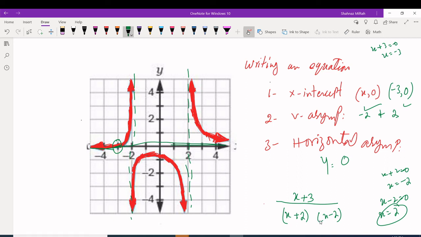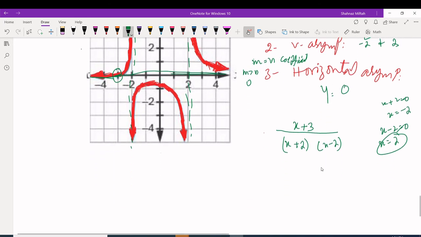Now they said the horizontal asymptote is 0, and we know for the horizontal asymptote, if m is equal to n, like the top degree is equal to the bottom degree, then we have a coefficient. Degree means exponent. I'm just reminding you this one more time. And if m is less than n, then you have a 0, right? We're supposed to have something like this. That's why our y is equal to 0.